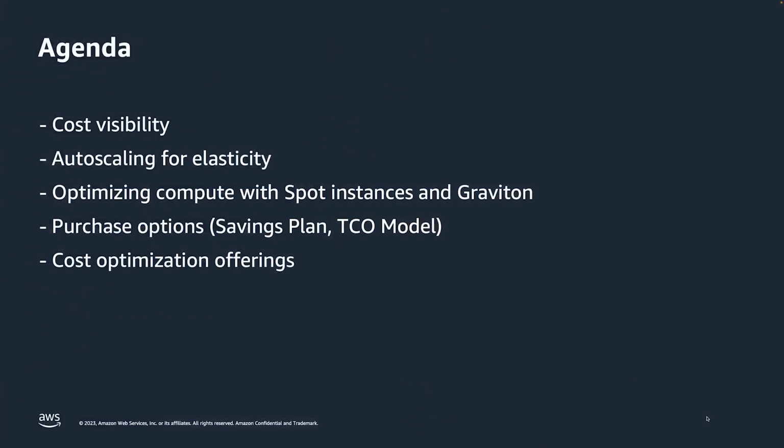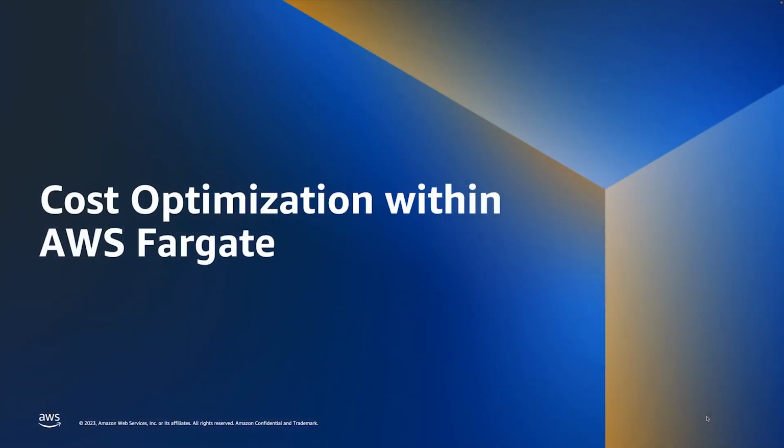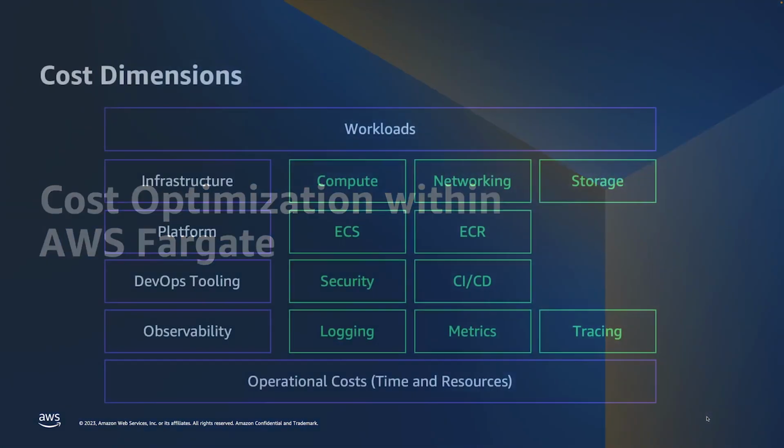Today we're going to look at cost visibility, auto-scaling for elasticity, and optimizing compute with Spot Instances and Graviton. If you don't know, Graviton is our ARM offering. We'll also cover purchase options, so Savings Plans and Spot, and cost optimization offerings. Let's look at the cost optimization with AWS Fargate first.